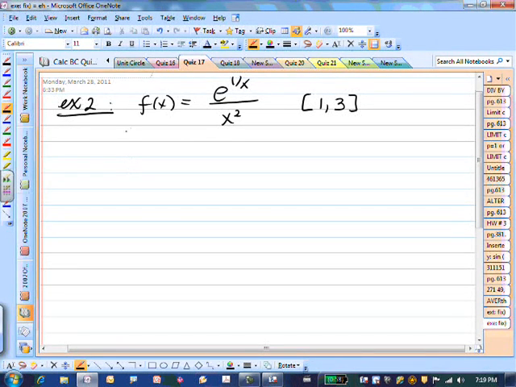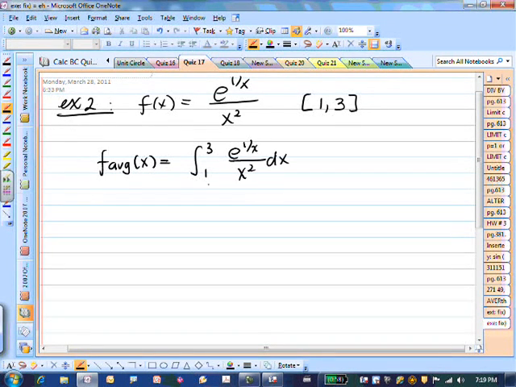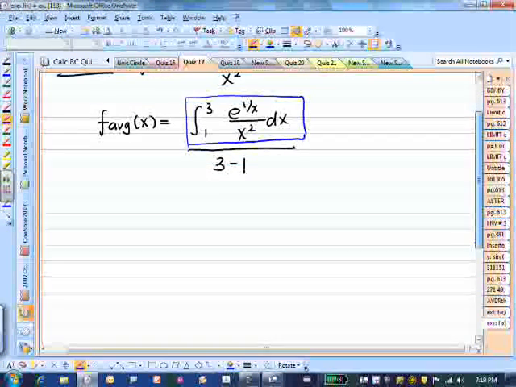Okay, hopefully you gave this a try and didn't just move on to this video. So to get the f average, we're going to calculate it the same way. We're going to take the integral from 1 to 3 of our function e to the 1 over x, all over x squared dx, and we're going to divide by the interval, which in this case is 3 minus 1. For now, let's just turn our attention on this integral and remind ourselves of how to calculate that.